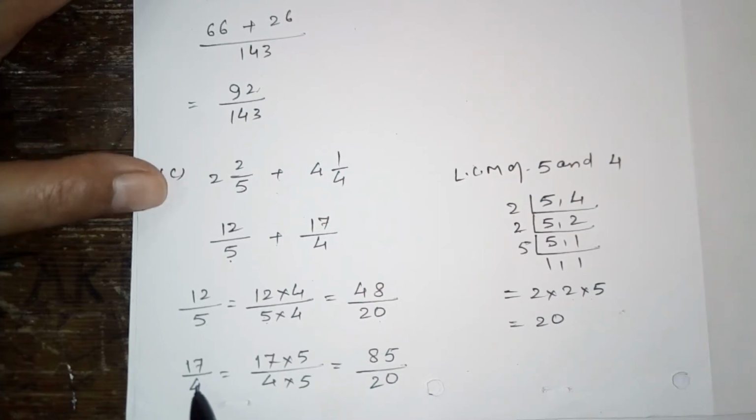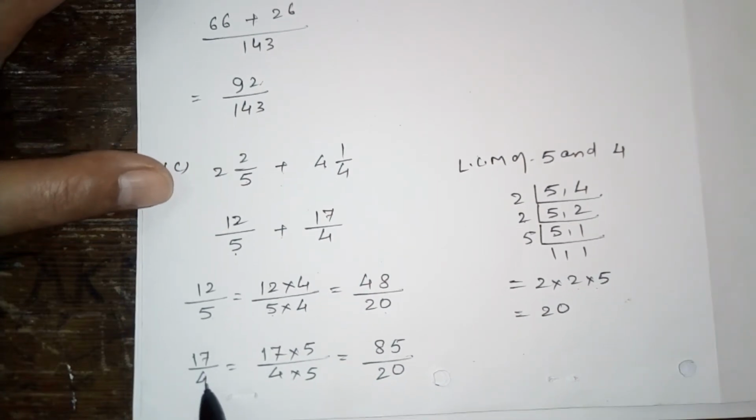Then after it is 17 upon 4. We will apply the same procedure. 4 is multiplied to get 20, so numerator and denominator are multiplied by 5. 17 5s are 85, 4 5s are 20. The meaning is 17 upon 4 converted to 85 upon 20. So 12 upon 5 converted to 48 upon 20, and 17 upon 4 converted to 85 upon 20.